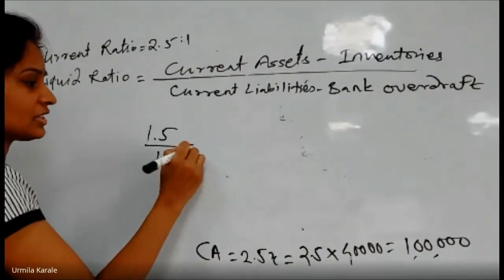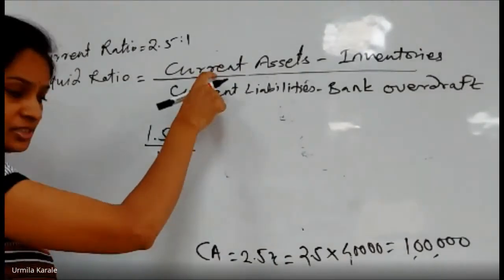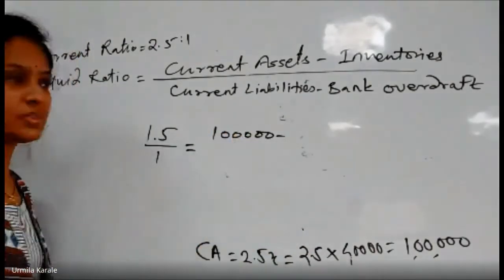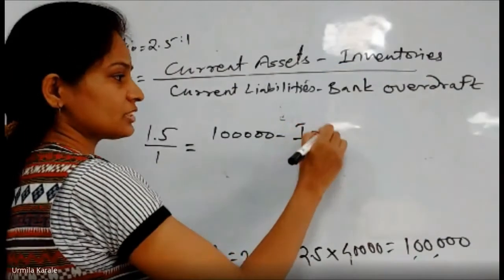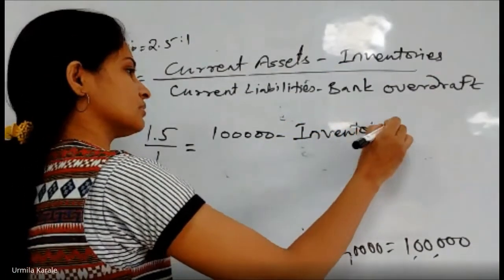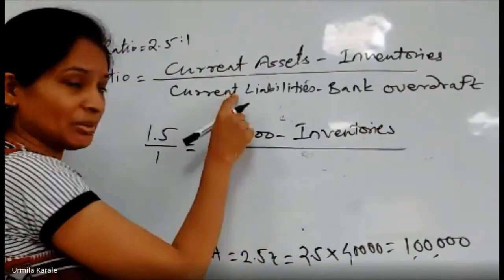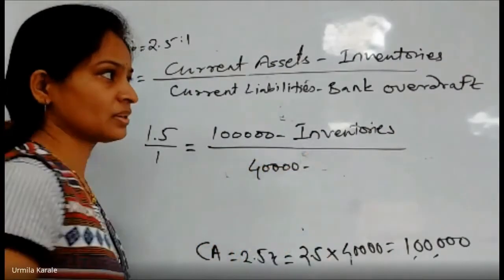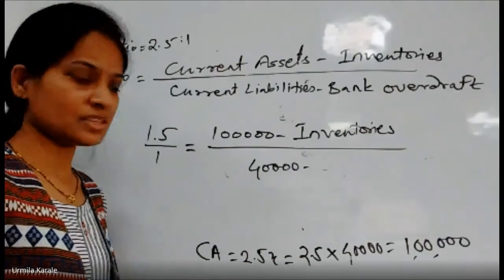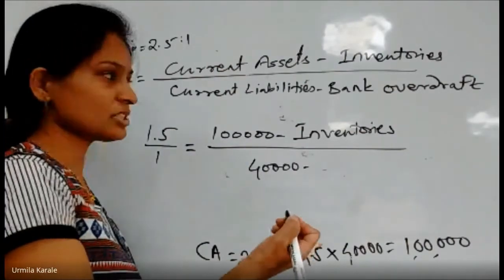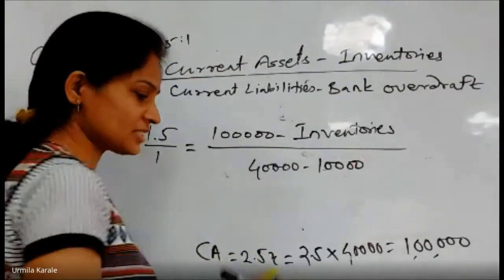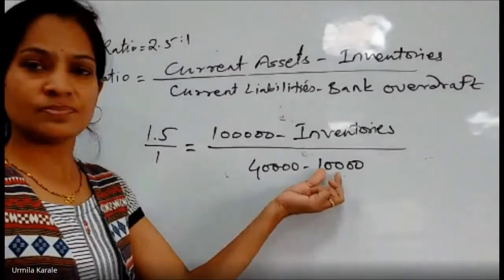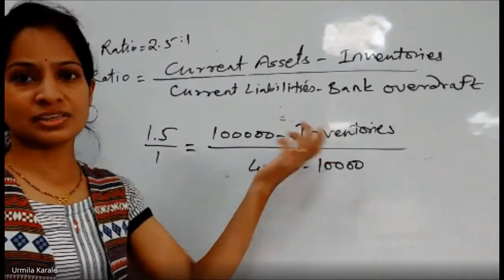Now next, current assets, we have found out that is 1 lakh. Now inventories, we do not know how much it is, as it is we are keeping this. Current liabilities, we have found out, 40,000, the value of X. Bank overdraft, I guess 10,000. How much is it? 10,000. Just check, because there are so many things. So if bank overdraft is 10,000, now you have all the things, just inventory is not there.